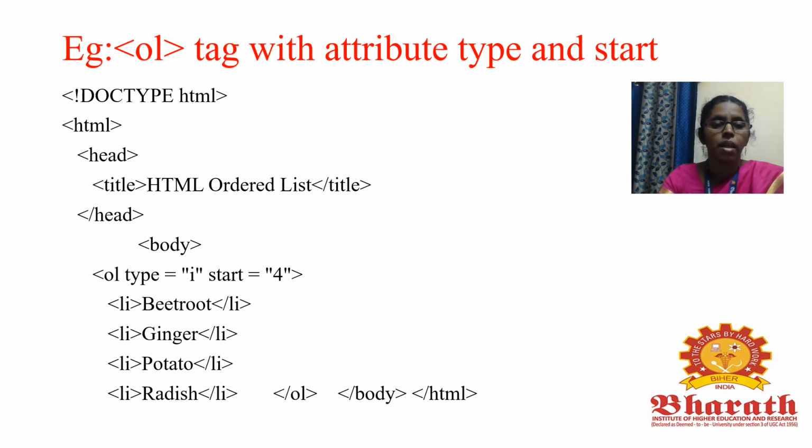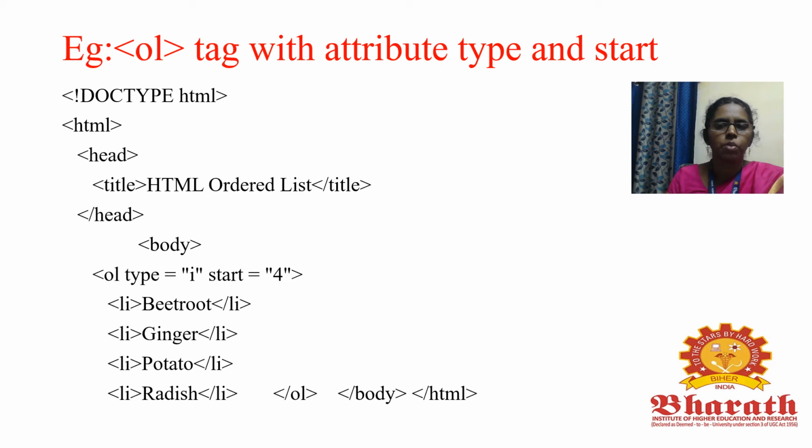That is, the following list items will be displayed from the number 4, in lowercase Roman letters. So iv beetroot, v ginger, vi potato, vii radish. All these items are displayed numbered as lowercase Roman letters.